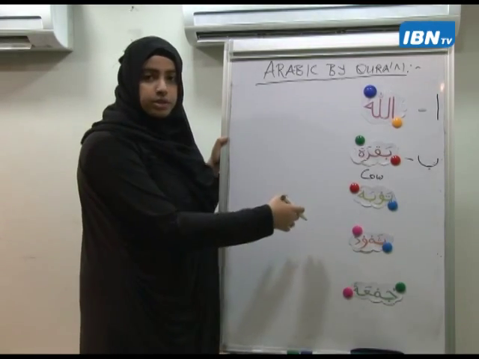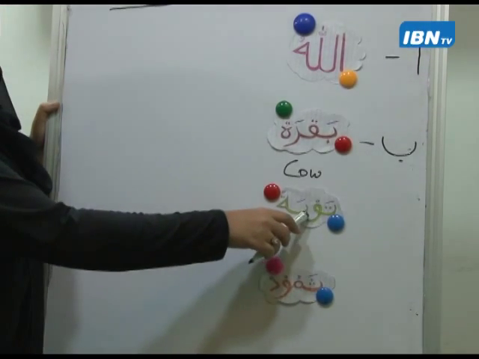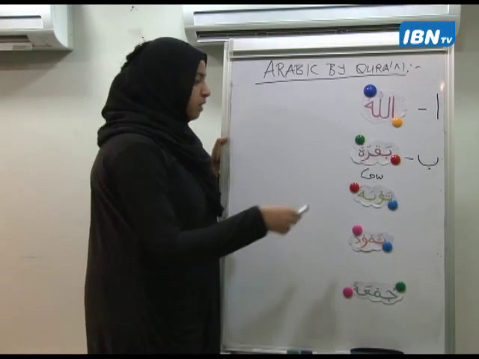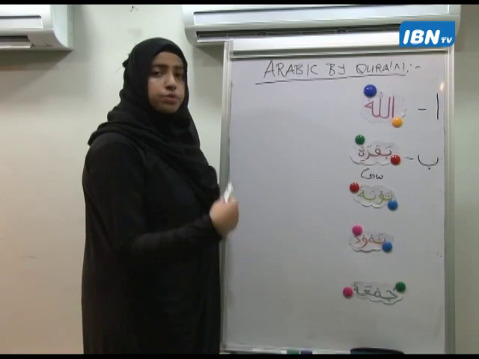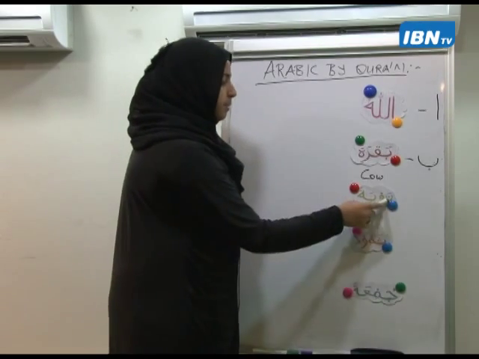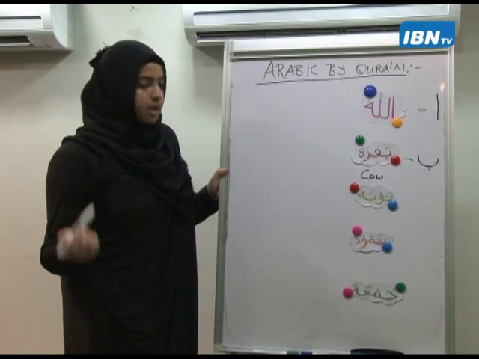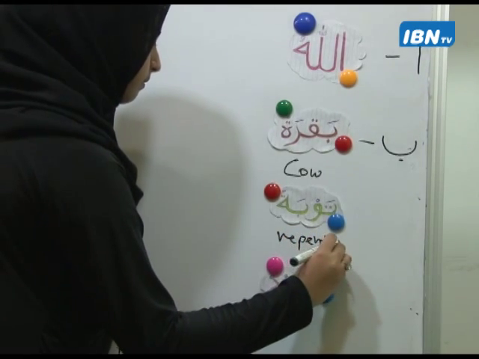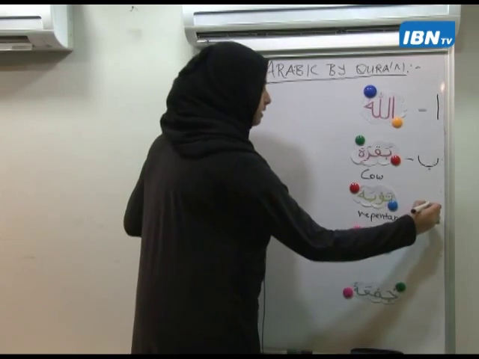And again, look at the jointings. We have Ta, Waw. But Waw here does not join to Ba. Why doesn't it join to Ba? Because Waw is a Munfasila letter. Therefore, it will not join to the following letter. However, it will join to the previous letter, that is Ta. And what does Tawbah mean? Tawbah means repentance. And what letter does Tawbah start with? Tawbah starts with the letter Ta.